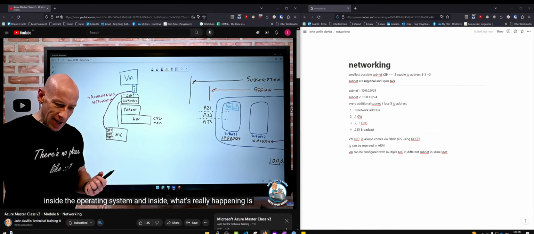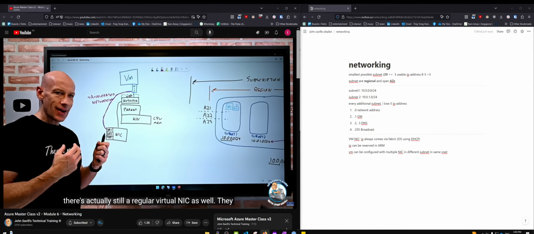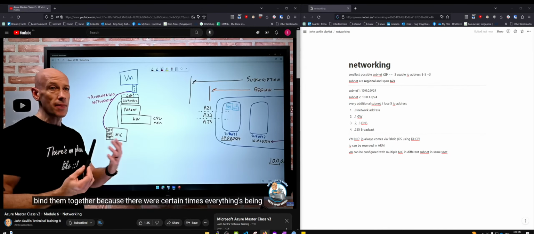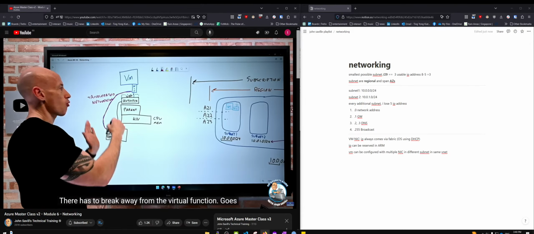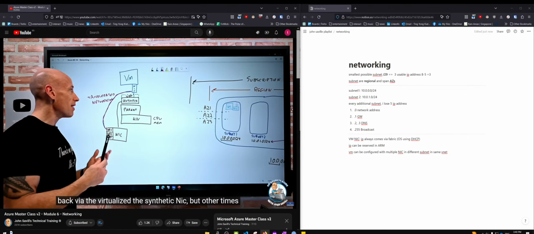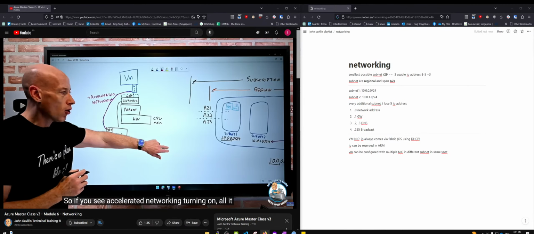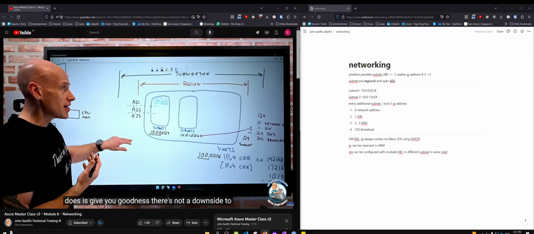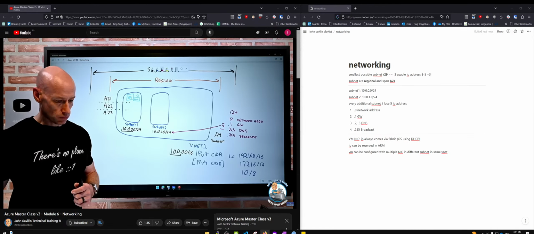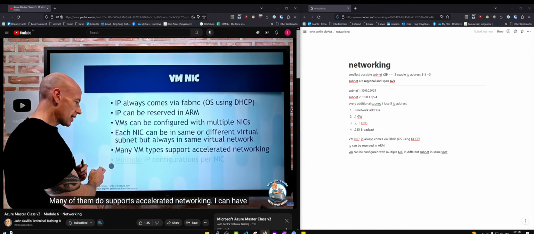Inside the operating system, what's really happening is there's actually still a regular virtual NIC as well. They bind them together because there are certain times, maybe it's being moved, something happens, and it has to break away from the virtual function and goes back via the virtualized, the synthetic NIC. But at other times it will then switch back as best it can. So if you see accelerated networking, turn it on. All it does is give you goodness. There's not a downside to it. If it's available, you really just want to leverage it. Okay, so many of them do support accelerated networking.